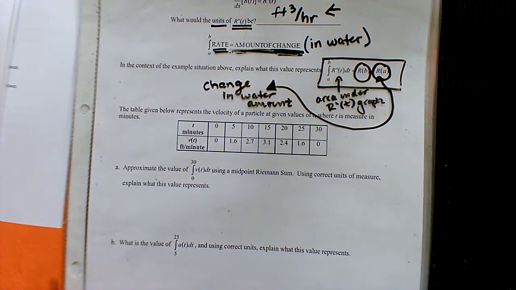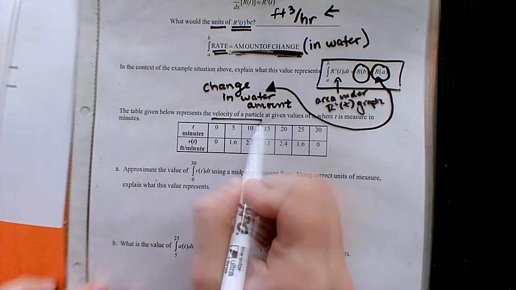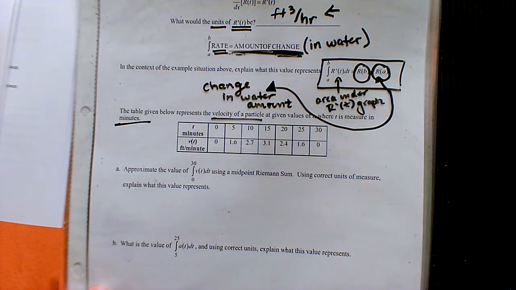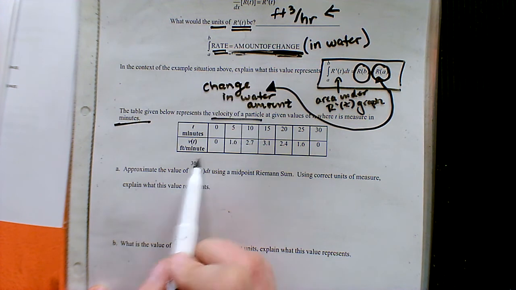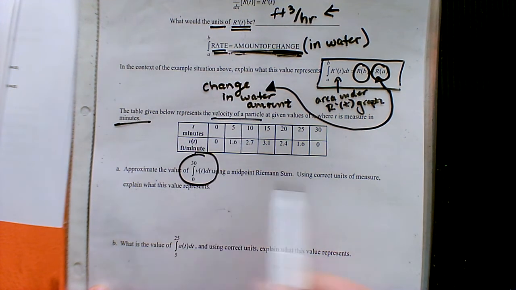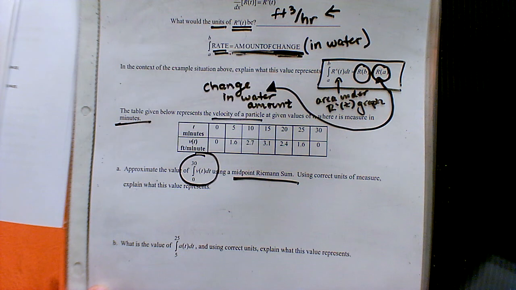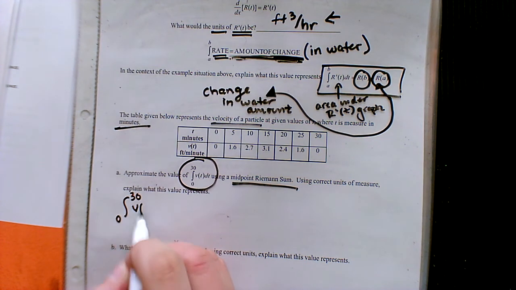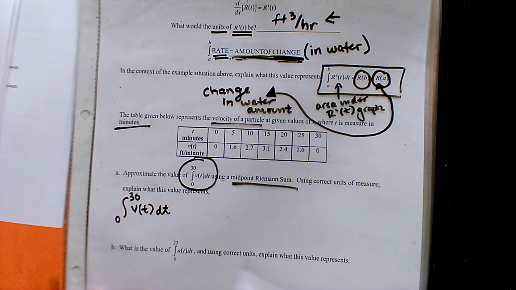All right, let's check out another scenario. The table below represents velocity, so we're bringing this back to particle motion, where t is measured in minutes. We don't have a particular graph of velocity, but we just have a table. For part A, we want to approximate the value of this derivative using a midpoint Riemann sum. Using correct units, explain what it means. How can we perhaps break up this table so that we can use midpoints?